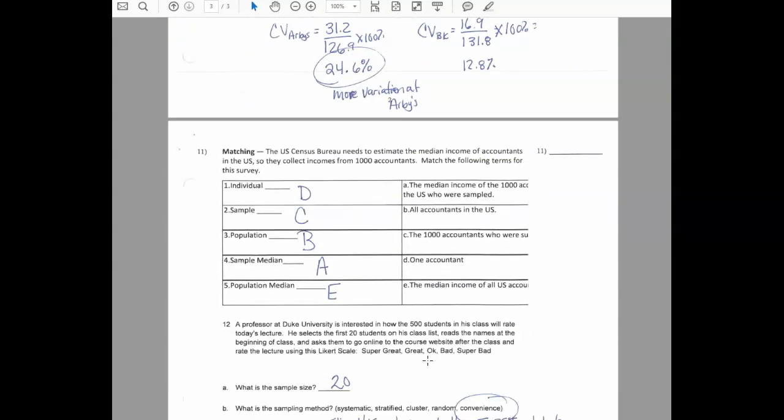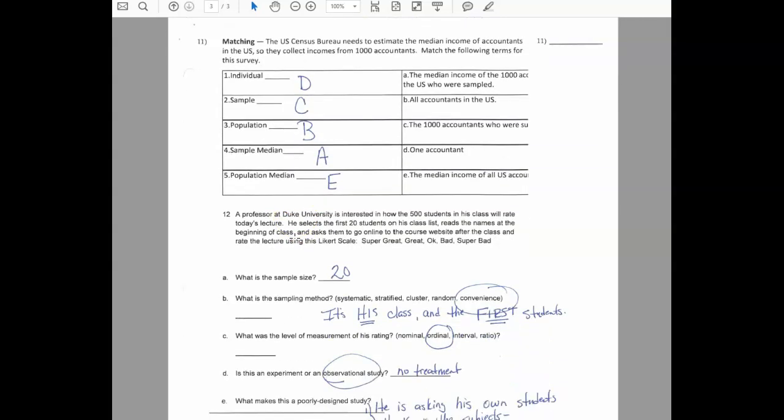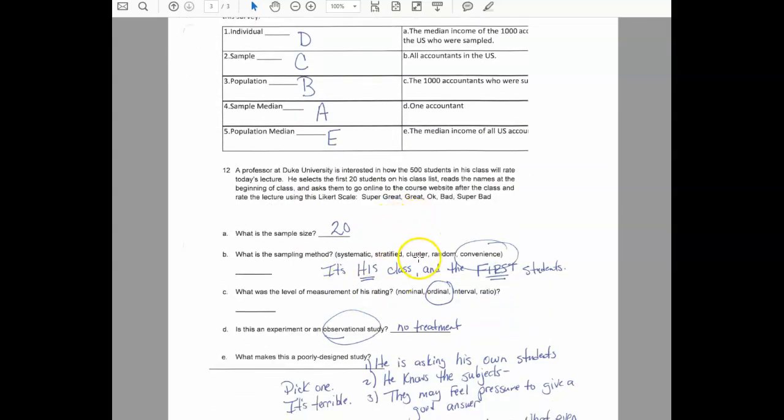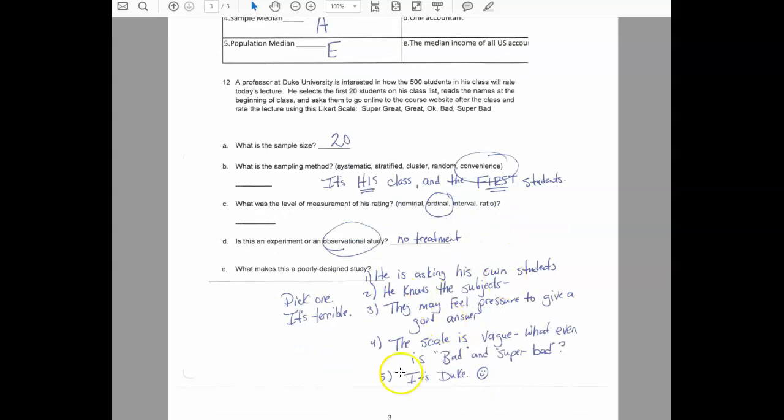Okay, this is all from chapters 1 and 2. You can go back and review your definitions: individual, sample, population, sample mean, population mean. Make sure you know your definitions: nominal, ordinal, interval, and ratio. Everything about this study is bad. You can read all the different things about it that's bad. Okay, that is pretty much it.